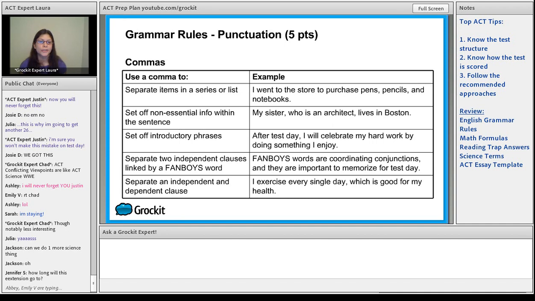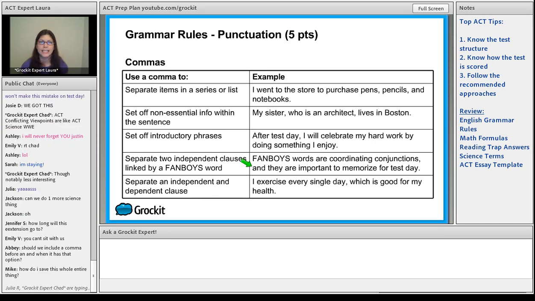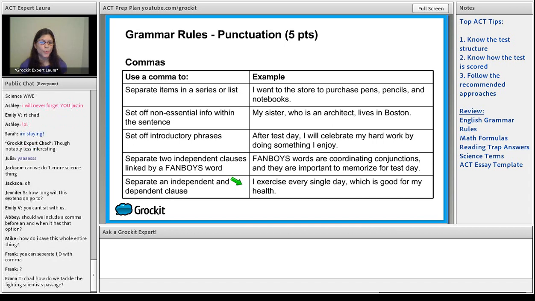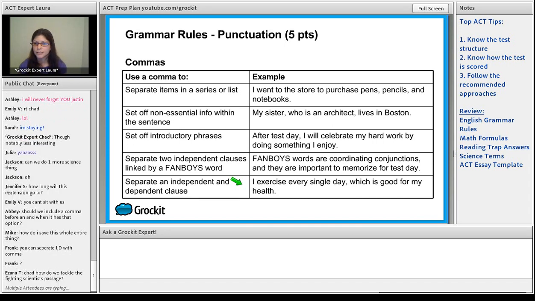But really what you're looking for is if there are items in a list, if there's an appositive, which is non-essential information, if you have an introductory phrase, if you have a comma and a FANBOYS word, or if you're separating independent and independent clauses. Those are the only 5 ways you're going to use it. That's it. There's nothing else. So for the commas, these are the 5 rules.